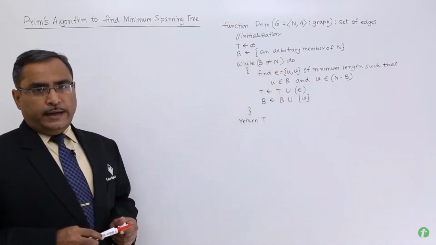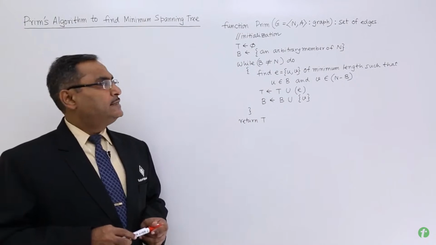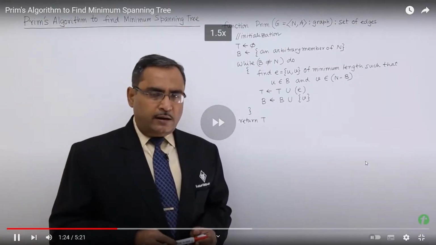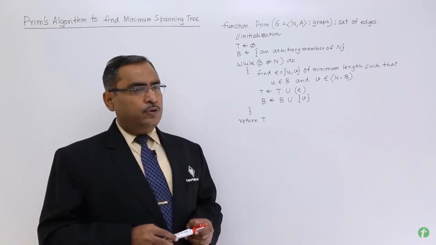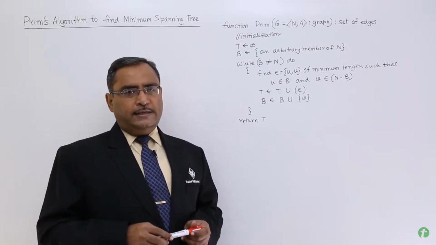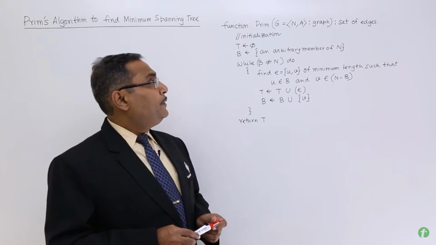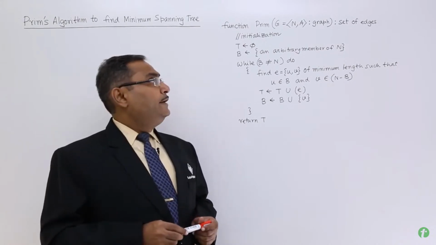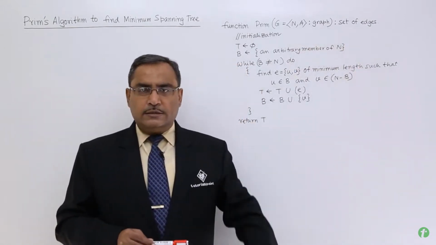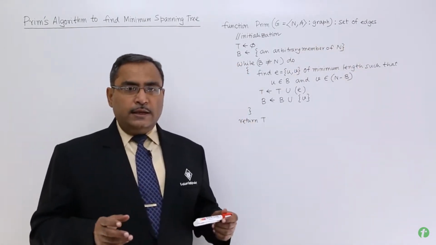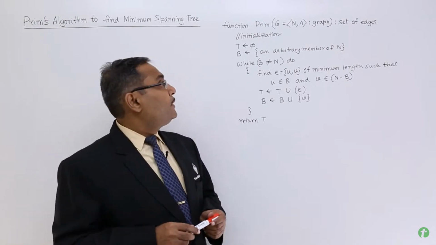So function Prim is taking a graph G as input argument, and this graph G consists of a set of nodes and a set of edges. The set of nodes is denoted by capital N, and the set of edges or arcs is denoted by capital A, and that is the graph. And it returns the set of edges, and that is the output argument. What are the edges? Edges of the minimum spanning tree.